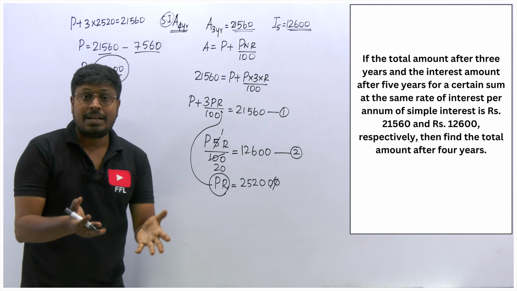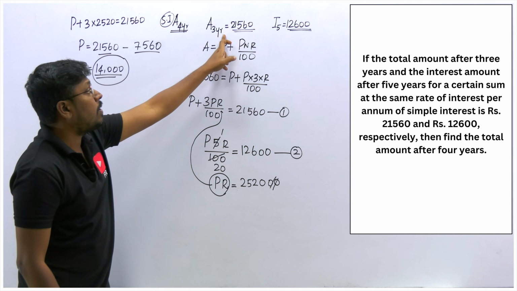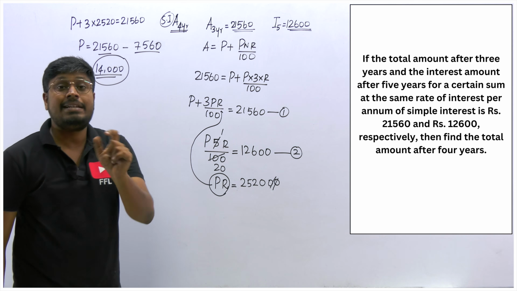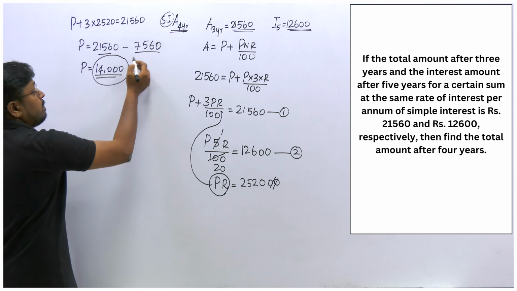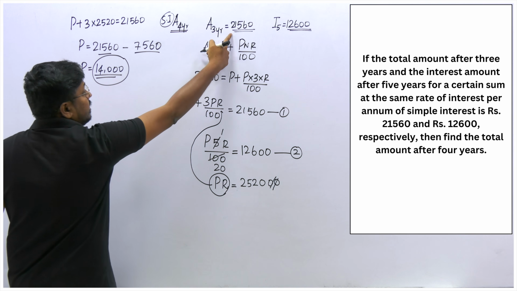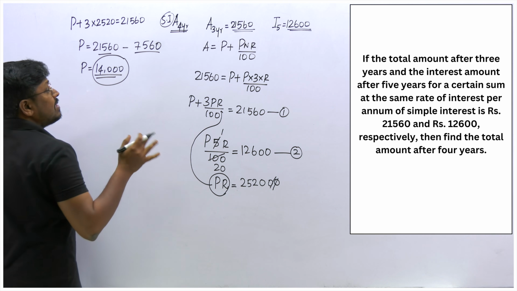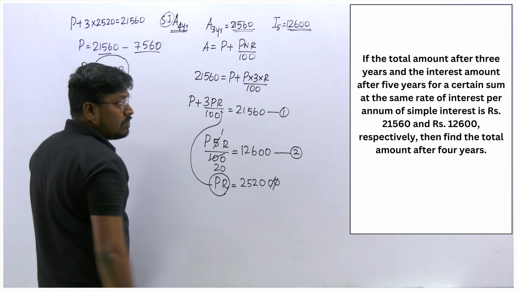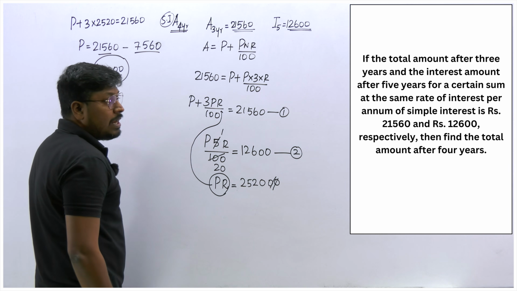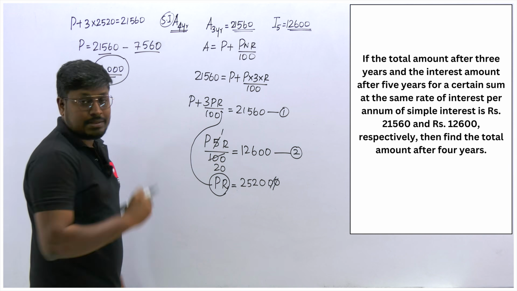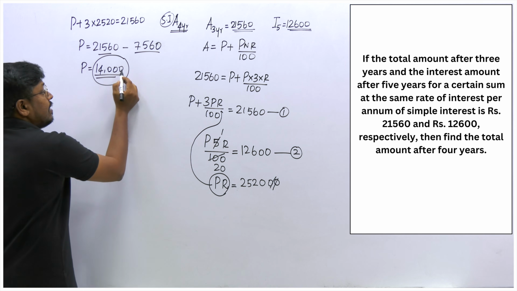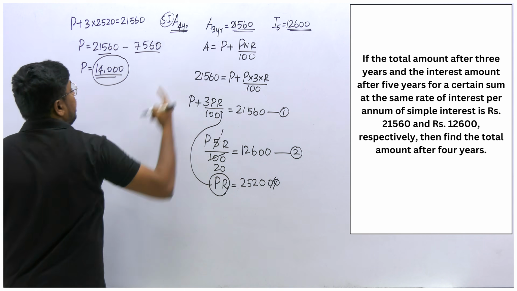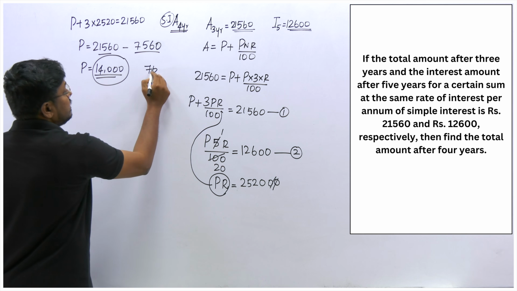So now we have the principal as well as the overall amount for 3 years. So now it is easy to find the interest for 1 year. If you subtract 14,000 from 21,560, that will be 7,560. And what is our target here? Our target is to find the total amount for 4 years. First we can find for 1 year, because if you subtract this 14,000 from 21,560, the resultant will be 7,560. Right?